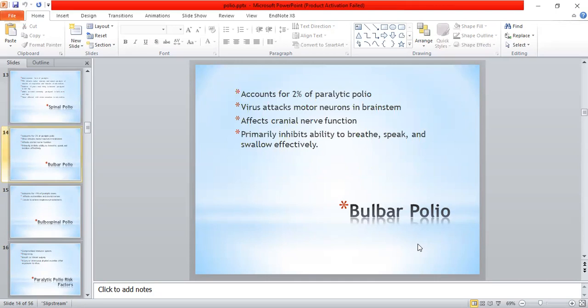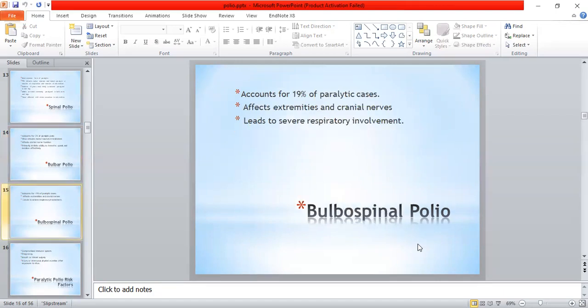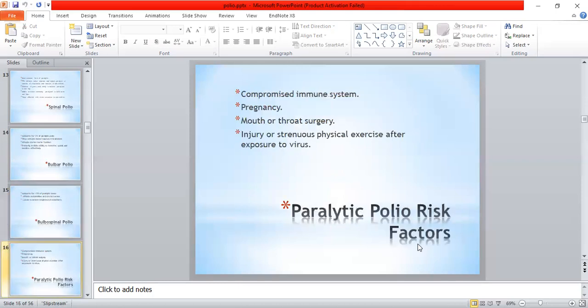Bulbar polio accounts for 2% of paralytic polio. The virus attacks the motor neurons in the brainstem, affects cranial nerve functions, and primarily inhibits the ability to breathe, speak, and swallow effectively. Bulbospinal polio accounts for 19% of paralytic cases, affects the extremities and cranial nerves, and leads to severe respiratory involvement.